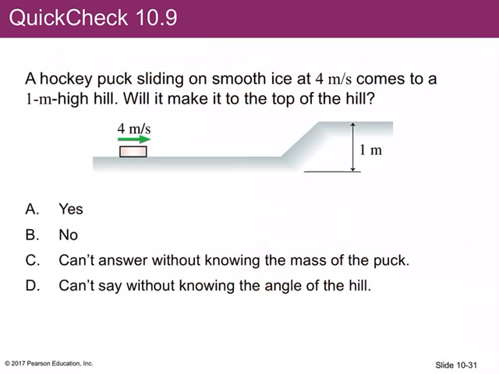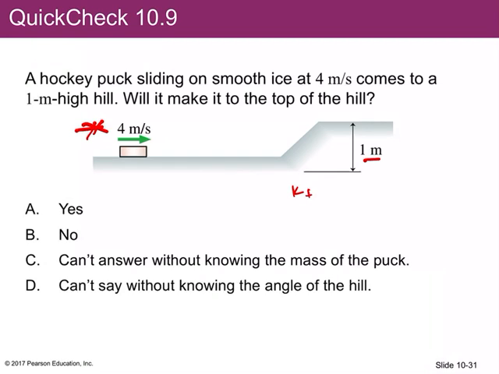All right, so you've got this quick check. A hockey puck is sliding on a smooth ice at 4 meters per second. It comes to a 1 meter high hill. Will it make it to the top? Okay, so let's think about that. We are trying to figure out if this velocity of 4 meters per second is going to make it to the top of this 1 meter high hill. Okay, so think about your energy conservation equation again.